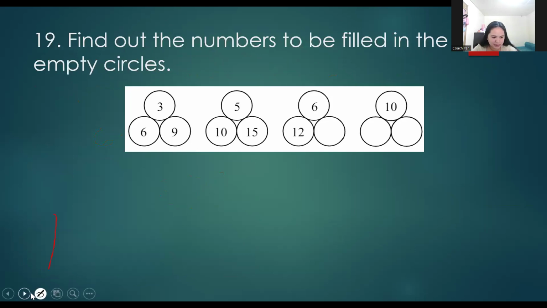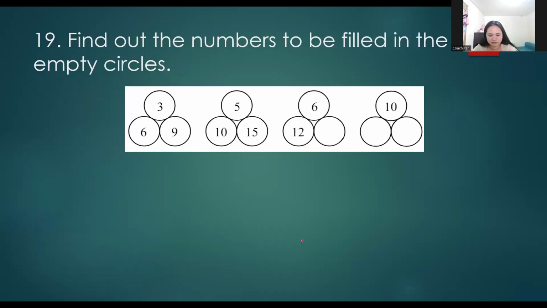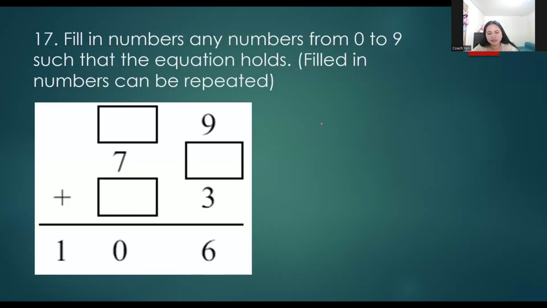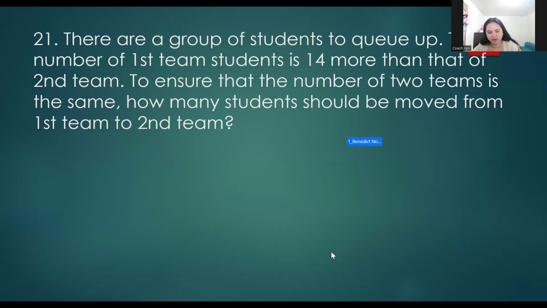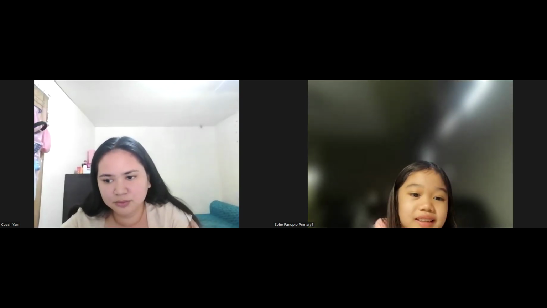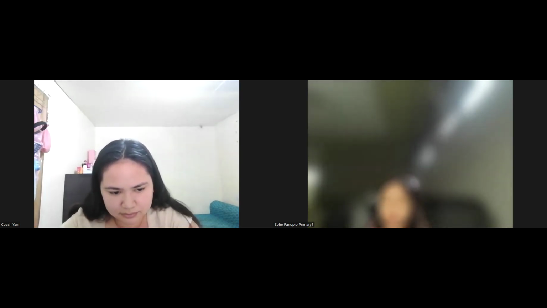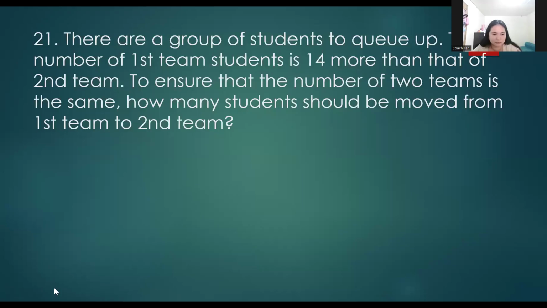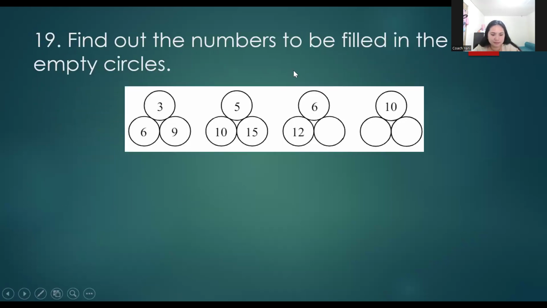Oh no, what is happening? It's glitching. 5 equals 15. Okay. So what's the... 6 equals 18. Oh, okay. So what's the missing number there? What do you think? 18. I cannot see the screen. Oh no. Here it is.